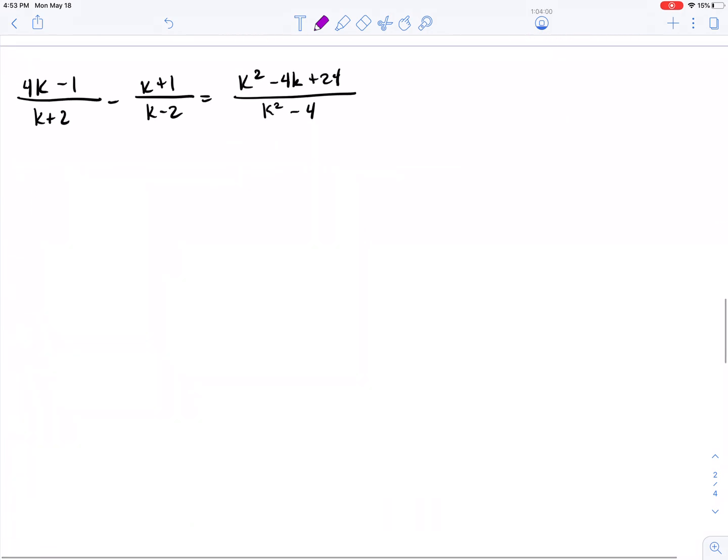Let's look at our last example. 4k minus 1 over k plus 2 minus k plus 1 over k minus 2 equals k squared minus 4k plus 24 divided by k squared minus 4.